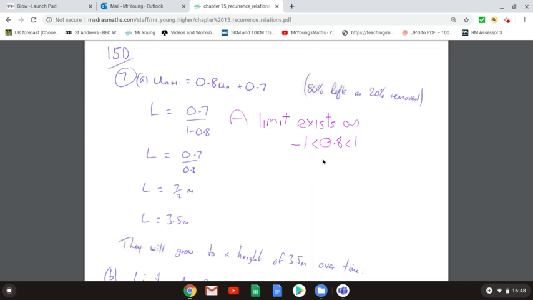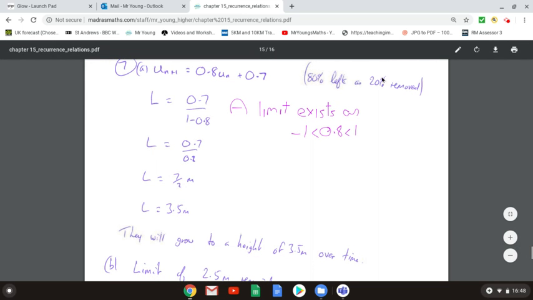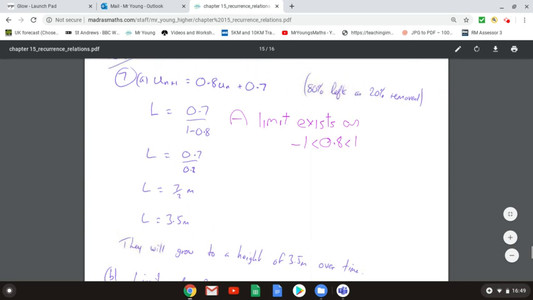Okay, so in the long run is basically telling us to find a limit. The gardener is trimming 20% off the height of the trees at the start of every year. So if he's removing 20%, he'll be left with 80%. So the recurrence relation would be u_{n+1} = 0.8u_n, again because it's 80% of what was originally there, plus 0.7 because the trees will grow 0.7 metres each year. So let's have a go at finding the limit.